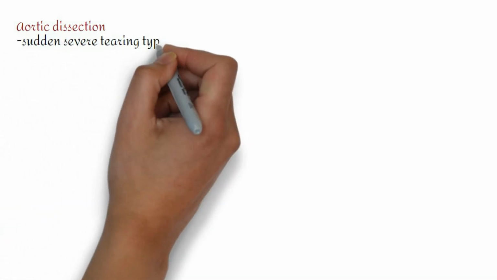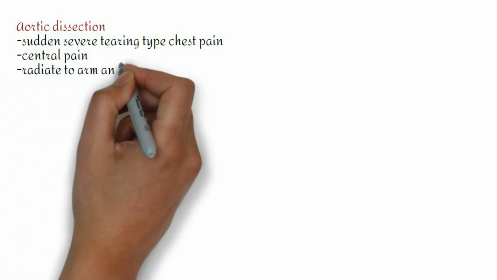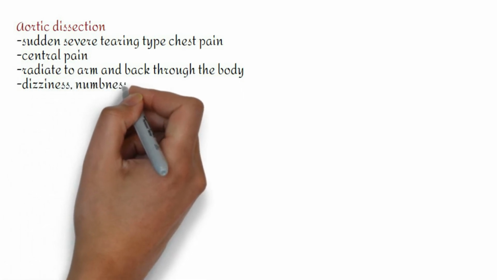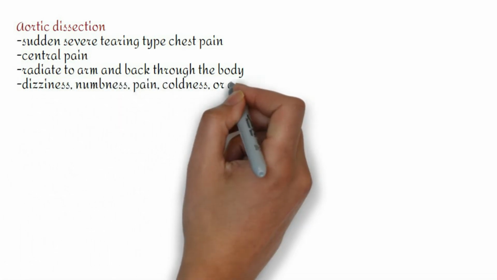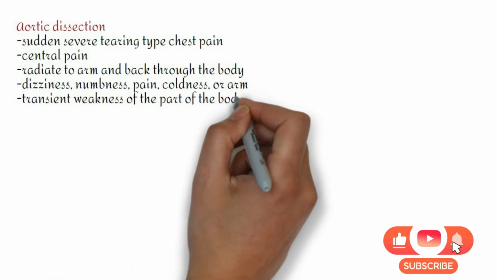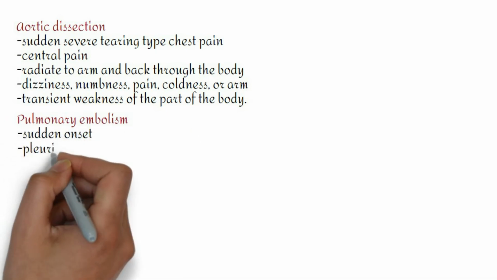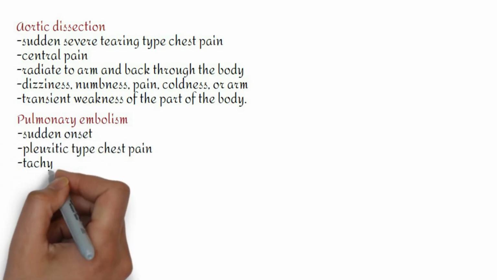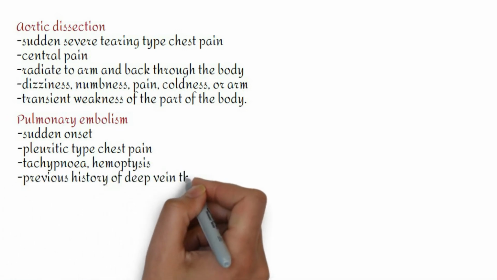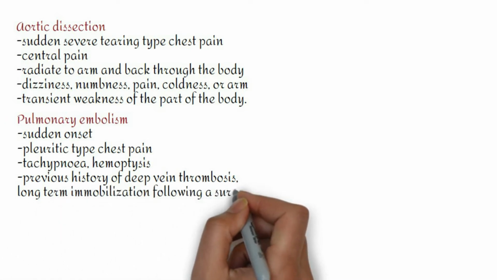Aortic dissection. Sudden severe tearing type chest pain. Central pain. Radiates to arm and back through the body. Dizziness, numbness, pain, coldness of the arm. Transient weakness of part of the body. Pulmonary embolism. Sudden onset. Pleuritic type chest pain. Tachypnea, hemoptysis. Previous history of deep vein thrombosis, long-term immobilization following a surgery.